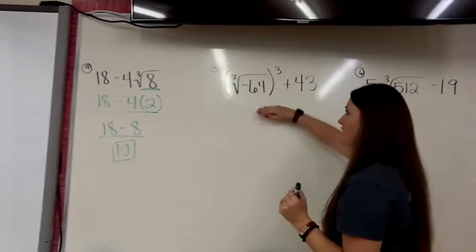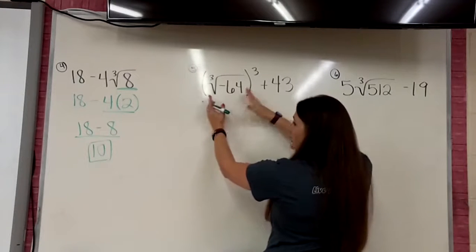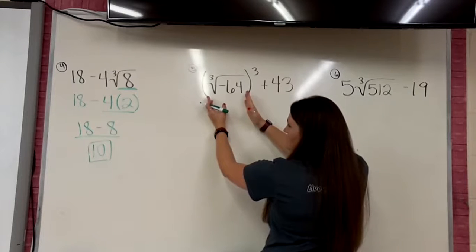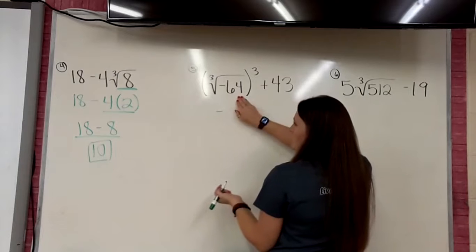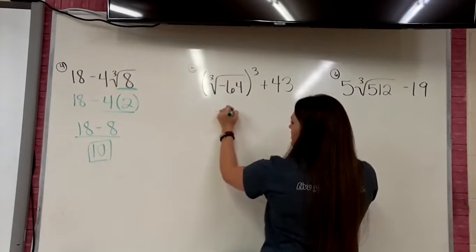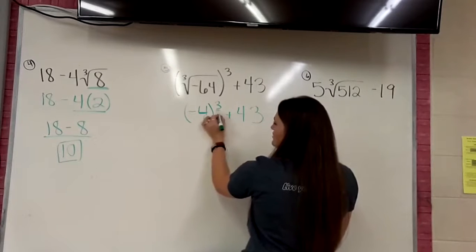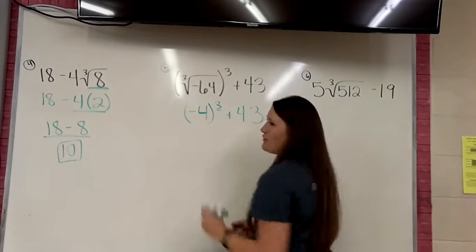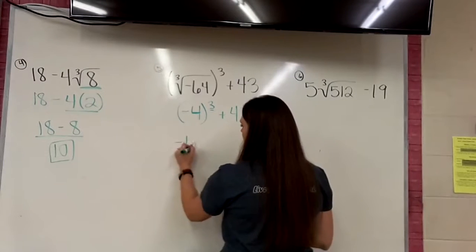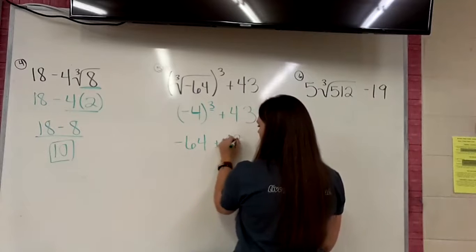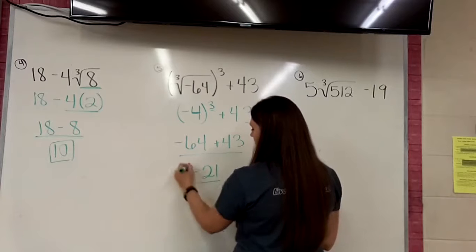Okay, the next one, we have parentheses. We have to do what's in parentheses first, and I have to do the cube root of negative 64. Remember, cube root of a negative means your answer will be negative. The cube root of negative 64, if you plug that in your calculator, is negative 4. I now do my exponents. Negative 4 to the 3rd power means negative 4 times negative 4 times negative 4, which is negative 64 plus 43. When I compute that, or plug it in your calculator, you get negative 21.